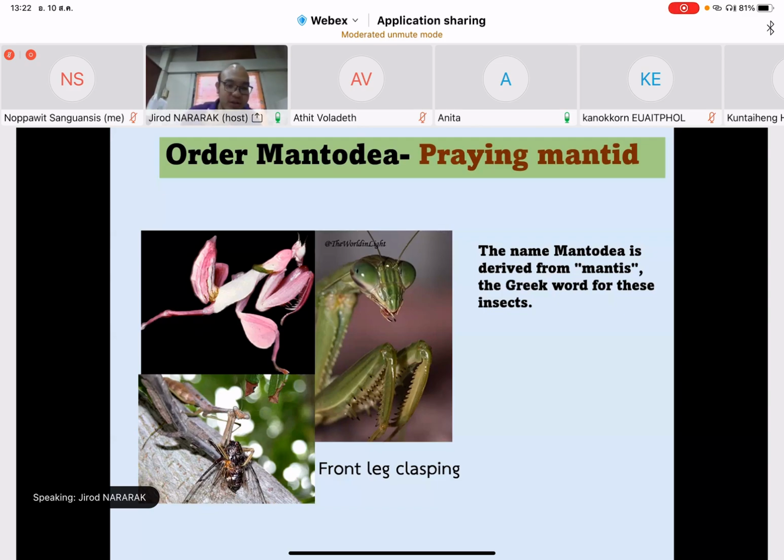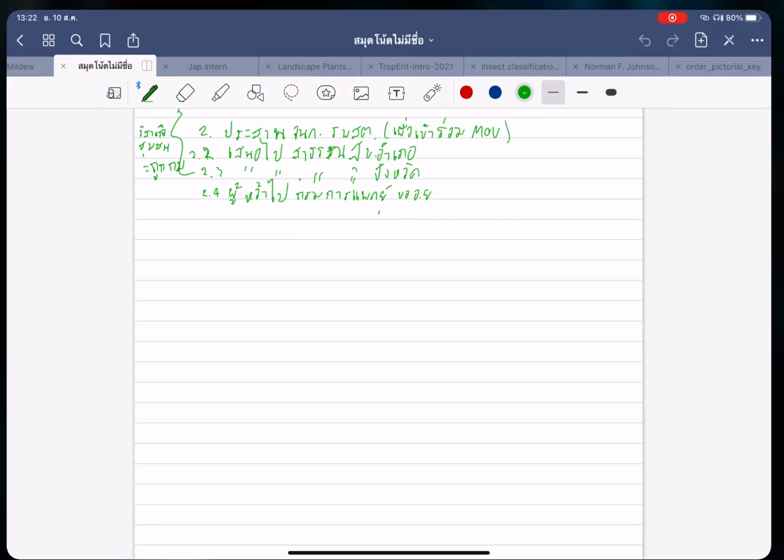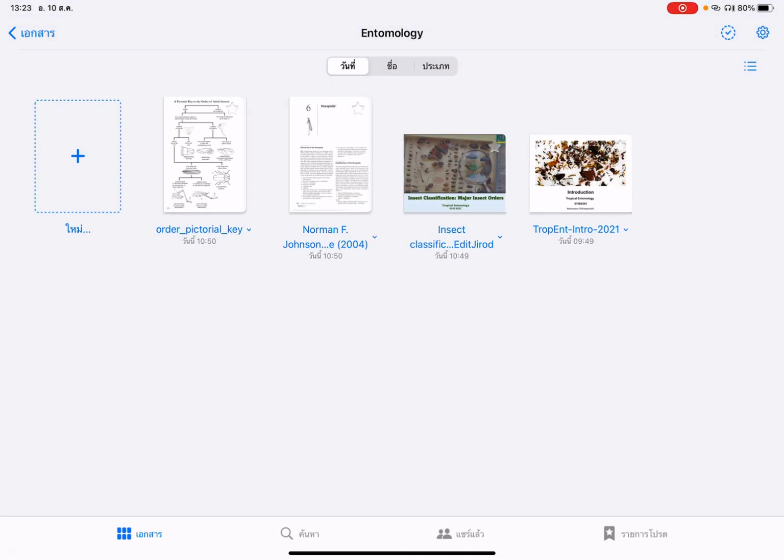Have you seen this picture? They catch, I think, a cicada, and they feed on it. We can really see the predator. Predators have really big eyes, because they need good vision to find the prey.